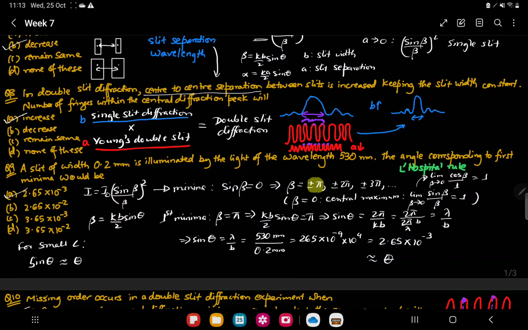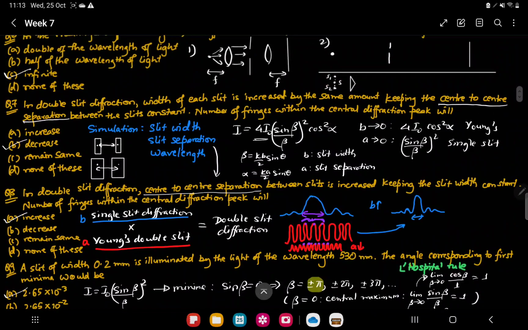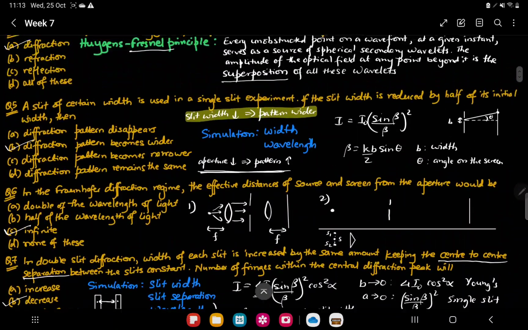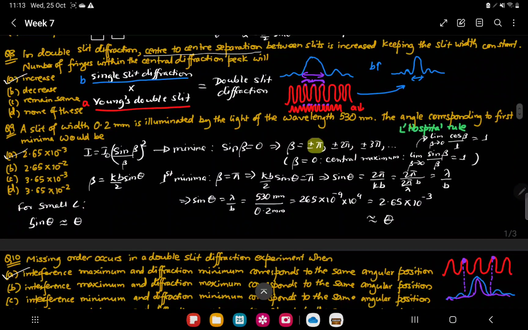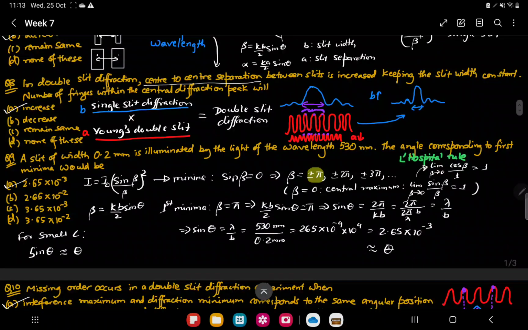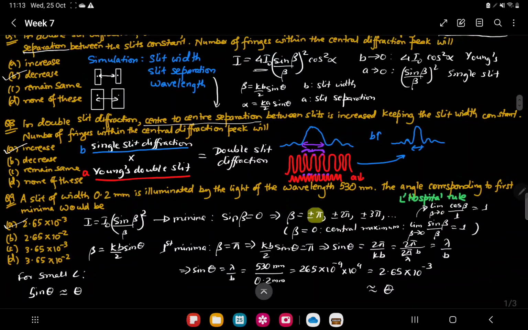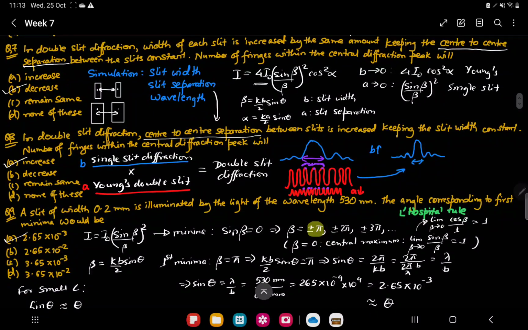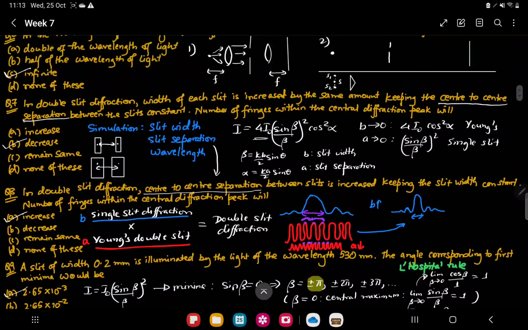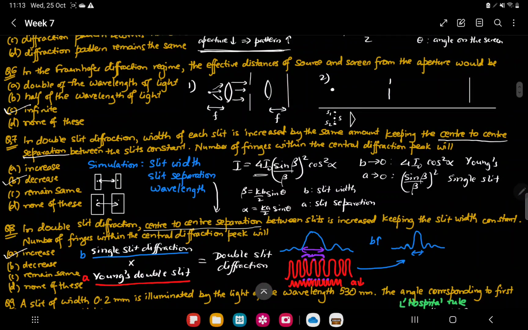So here is a question on single slit diffraction. The intensity expression is given over here. For a single slit, it is I naught times sine beta over beta, whole squared, where beta is kb sine theta by 2 and b is the slit width. And for double slit diffraction, it is 4 I naught times sine beta over beta squared times cos squared alpha.